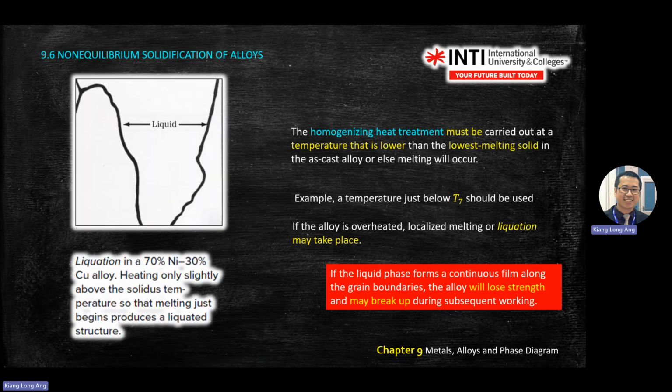Okay. So if the liquid phase forms a continuous film along the grain boundaries, the alloy will lose strength and may break up during subsequent working. So there are grain boundaries. Grain boundary means that when crystals become bigger and bigger, two crystals join together. The melting process will start at the boundaries over here and here, like sweating. When sweating happens, liquid comes out, and the structure becomes weak already. It can slide against each other, right? So it becomes weak already.